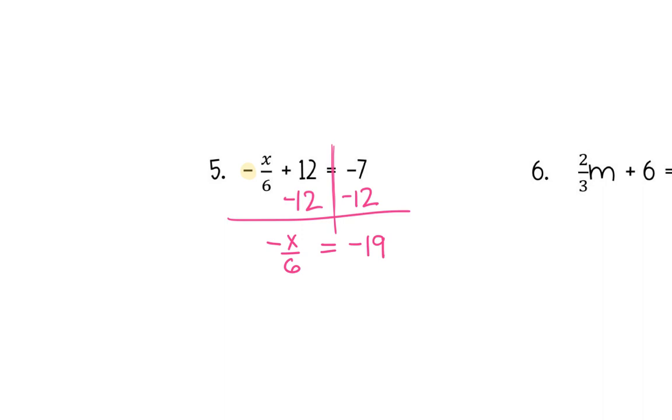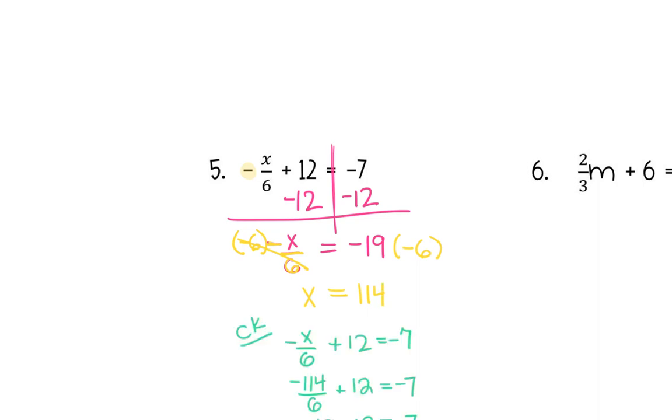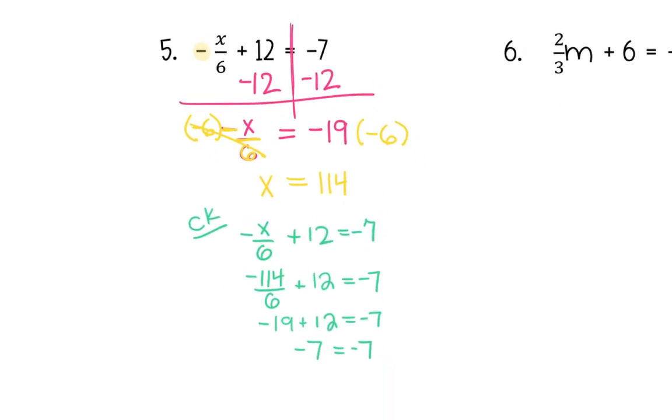From here, I have this division of 6, -6. So I'm going to multiply the left-hand side by -6. That cancels out the negatives, and it also cancels out the numerator and the denominator of 6. So I'm left with x is equal to 114. And then here's the check to show that my answer is indeed 114.